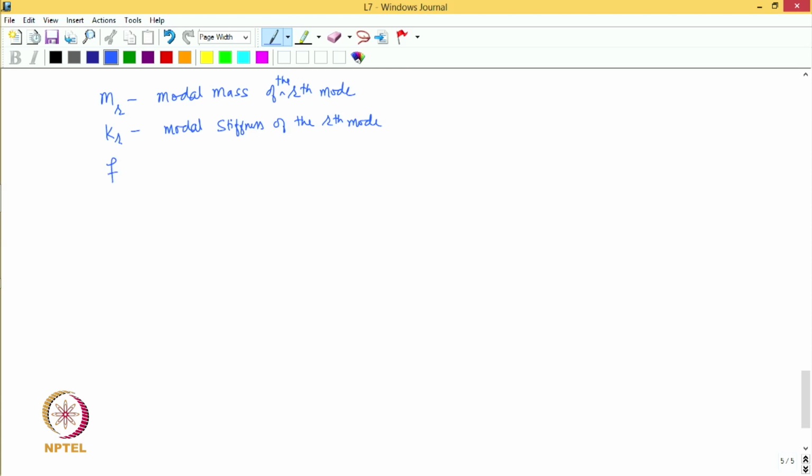And Fr is called modal force for the Rth mode, right. But we should note that modal mass, modal stiffness, modal force, they are the mass, stiffness and force for a hypothetical single degree of freedom system, right, and corresponding to the Rth mode.